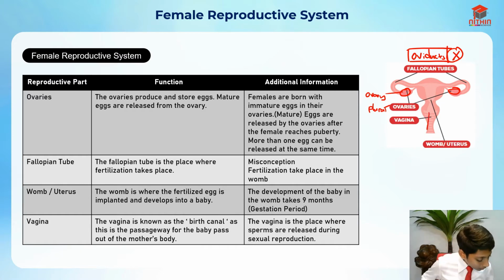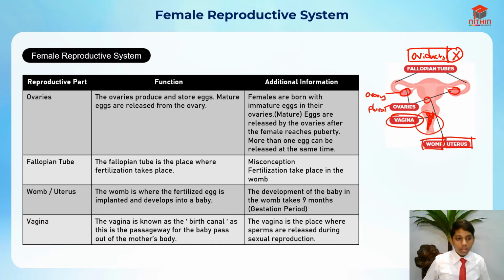This part over here is the vagina. Just now I told you that the sperms will be deposited into the vagina, so it will be deposited here. Next we have the womb or the uterus. You can write either of these in the exam, so both of them are right. Uterus is the scientific term and womb is the primary school level term. Let's take a look at the function of the ovaries, fallopian tube, womb and the vagina.